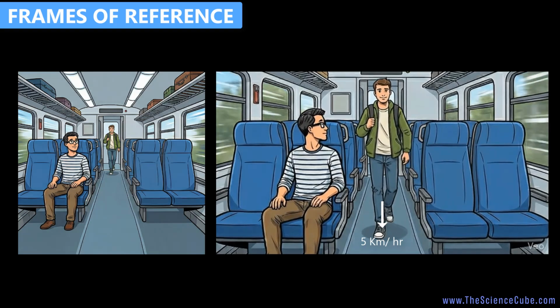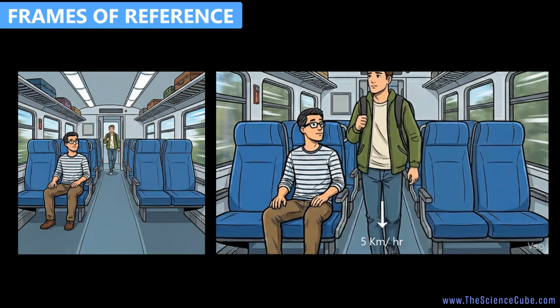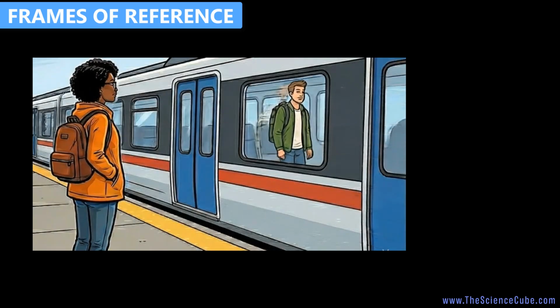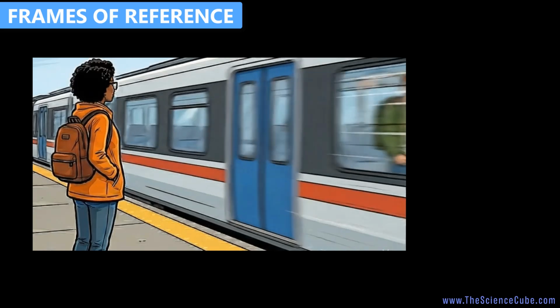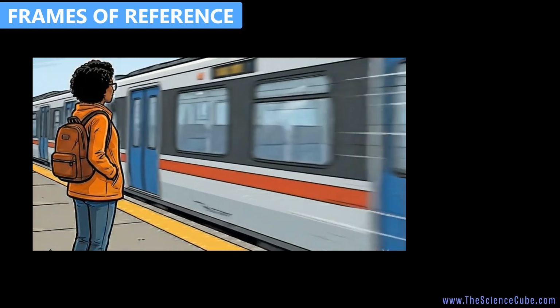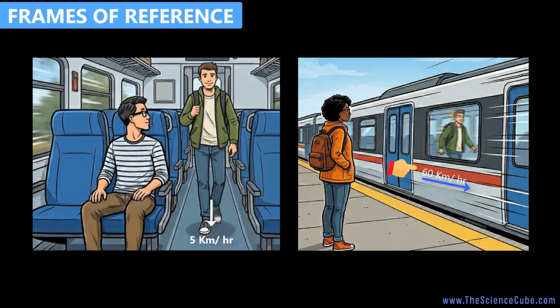Well, it depends on who you ask. To someone sitting in the train seat watching you walk by, you're moving at 5 kilometers per hour. Easy. But to someone standing on the platform outside watching the train go past, you're moving at 65 kilometers per hour toward the east, because they see you being carried by the train at 60 kilometers per hour plus your walking speed on top of that. Both of those people are correct. They're just measuring from different positions.